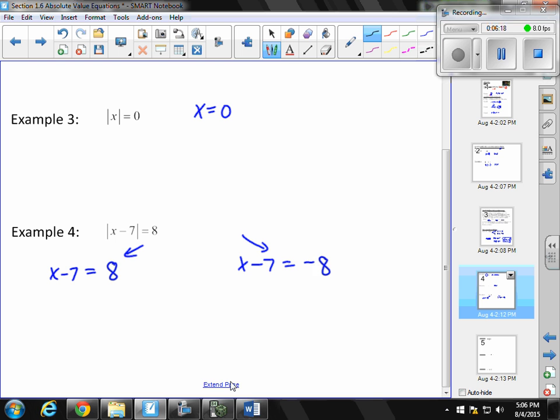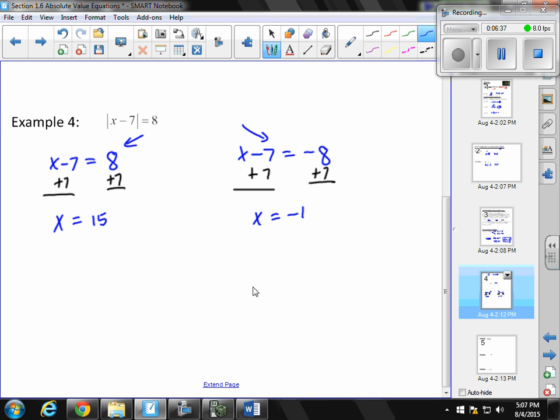X minus 7, I want to add 7 to both sides of the equation. So I get x equals 15. And solve the second equation, we're going to add 7 to both sides of the equation, and we get x equals -1. Now I want to go back and check both of these in my original equation.